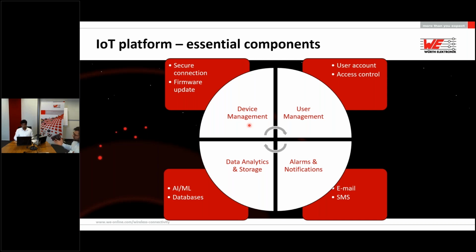Also, you have the user management, so users need to have access to it, and you have different users with different access levels. Also, the data needs to be stored somewhere, and you need to process this data. So you need to do something with artificial intelligence, machine learning, predictive analytics, and also you need to inform the machine if you control the machine, or the user if you have alarms. Then you have multiple levels of information.